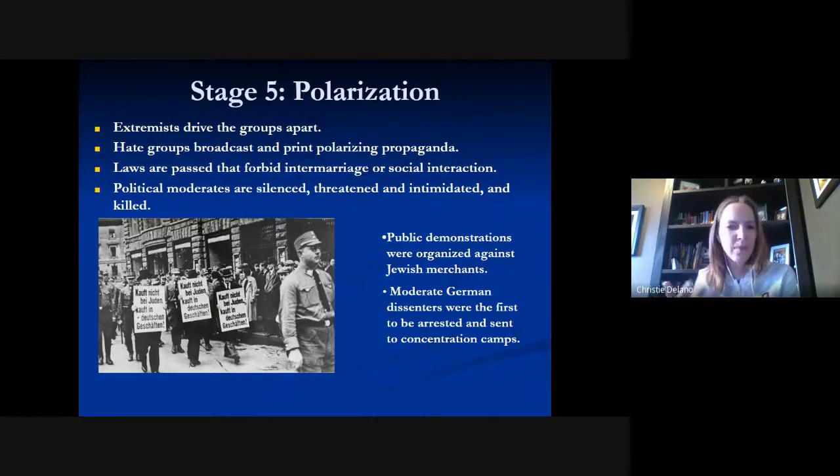Public demonstrations, like public mass gatherings organized against Jewish merchants, mass boycotts. And if you were a moderate German, a German who didn't necessarily believe in what was taking place and didn't adhere to the party line, you too could be arrested for not fully supporting the program that was about to take place.